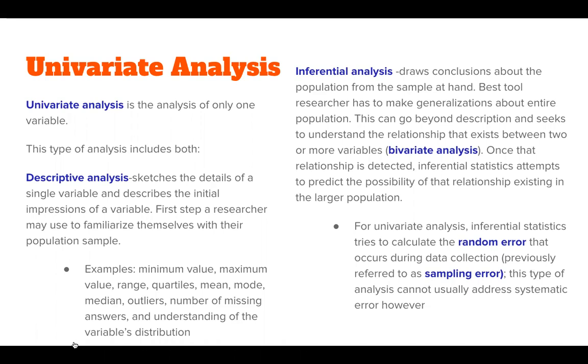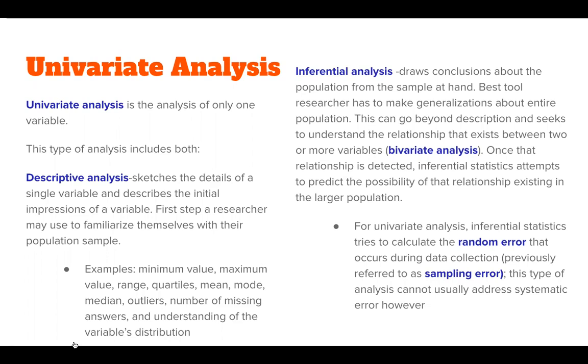And that's because univariate analysis allows us to do 2 things. It allows us to engage in descriptive analysis, where we familiarize ourselves with our population sample. This type of descriptive univariate analysis tells us important things like minimum and maximum value, range, quartiles, mean, mode, median, outliers, number of missing answers, understanding the variable's distribution. We can get that information for each variable in our data set.